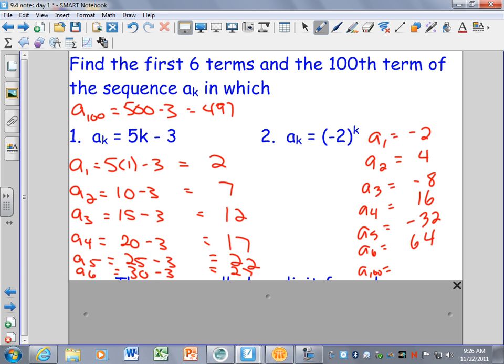I wrote equals negative 2 to the hundredth, and then I wrote really big next to my answer on my paper here. My calculator gave it to me in scientific notation, which was, I think, 1.267 times 10 to the 30th power. That means we've moved this 30 decimal places over, which would be a gigantic number. I'm not going to make you write 27 zeros after that. That's not so bad, right?